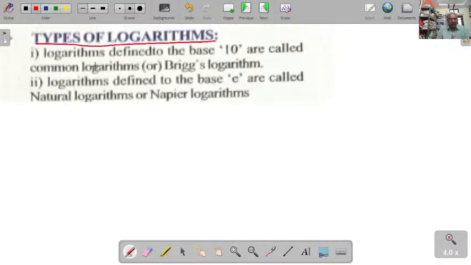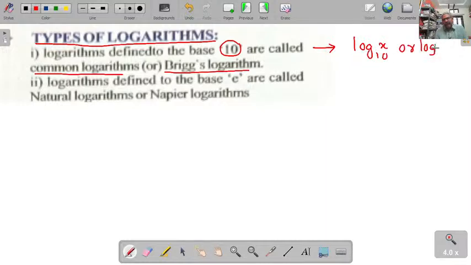Logarithms defined to the base 10 are called common logarithms or Briggs logarithms, because common logarithms were introduced by the great mathematician Briggs. By his name, they are called Briggs logarithms. Generally it is denoted by log x to the base 10, or it may be written as log x also.